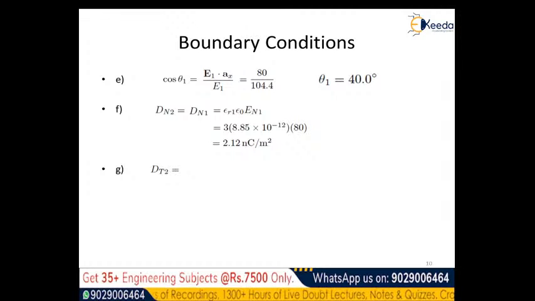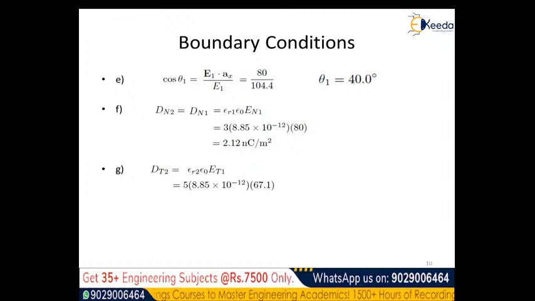So we can put Dt2 is equal to Dt1 here, and Dt1 we can express as epsilon into Et1, epsilon as epsilon R2 into epsilon 0 into Et1 here. And if you put the values here for the region 2, we have the relative permittivity that is equal to 5. So 5 into 8.85 into 10 raised to the power minus 12 into Et1.